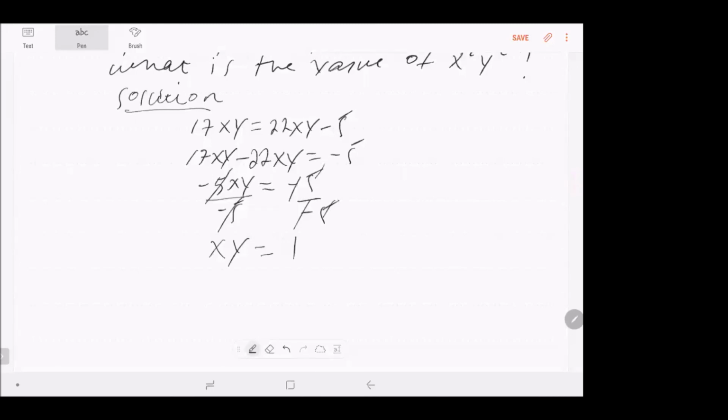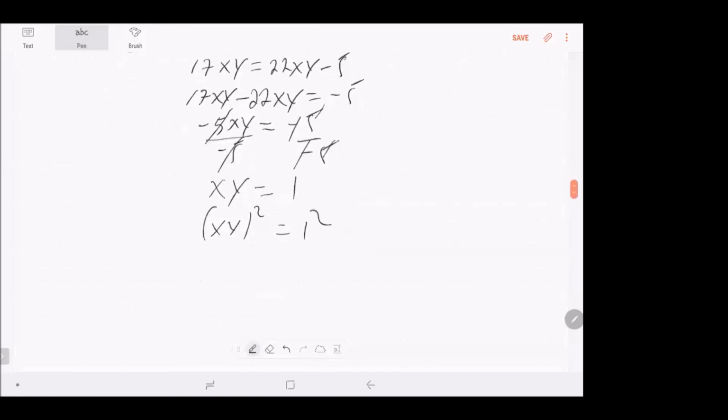But we are asked what is the value of x squared y squared. So we take the square of the equation on both sides. When we square the equation on both sides, we get (xy) squared is equal to 1 squared. So by the property, x squared times y squared is equal to 1 squared, which means 1. So the value of x squared y squared is equal to 1. You are right. Okay, so these are the 3 basic properties of squares.